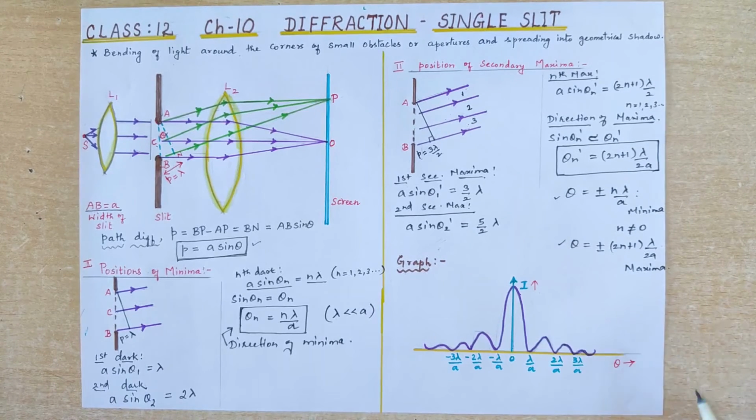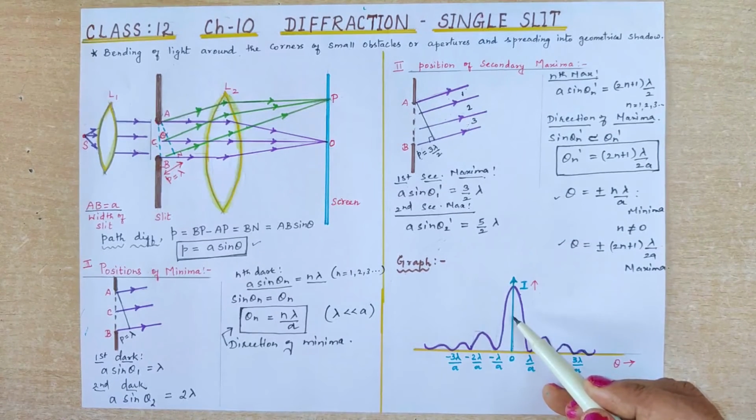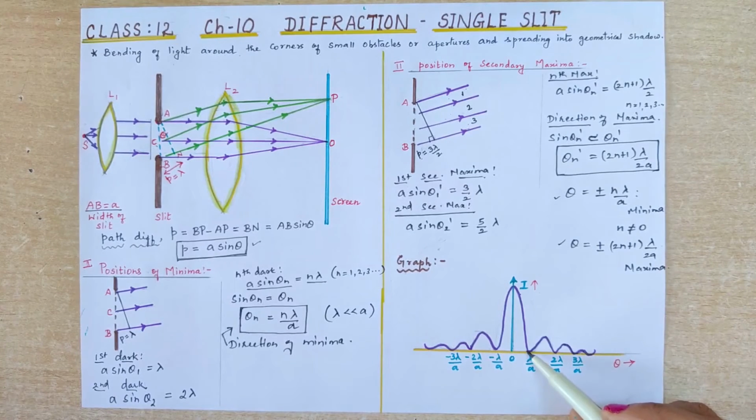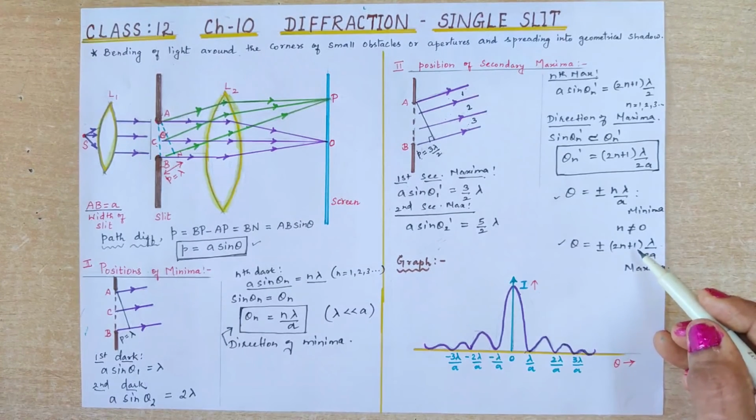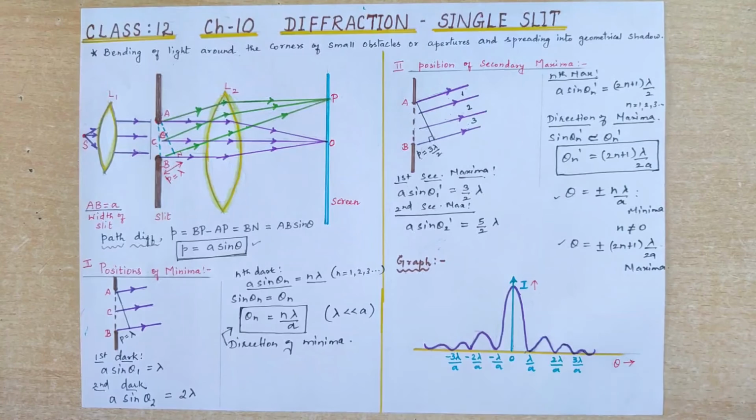But we understand the intensity of secondary maxima is always less. When the n value increases, the intensity decreases. The intensity of the first secondary maxima is just 4% of the central maximum. If you see, this is the first secondary, second secondary, third secondary, and this is the central. So this is going to be 4% of that central maxima.